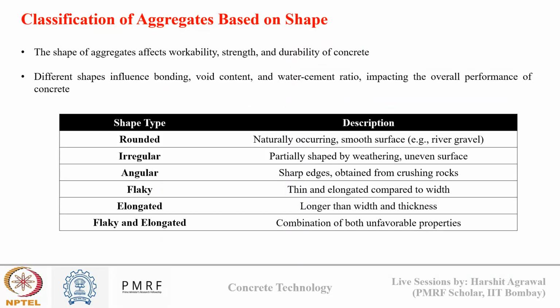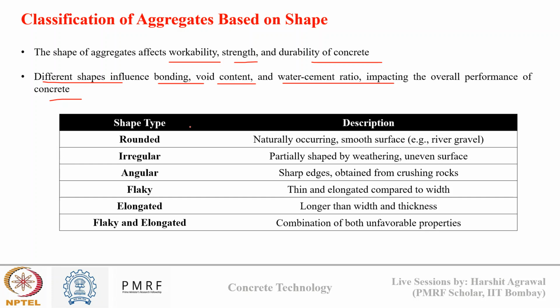So after size classification, we have shape of aggregate. Now, why is shape of aggregate important? Because the shape of aggregate can affect the workability, strength, and durability of concrete. Different shapes of aggregates can influence the bonding with cement paste, the void content in concrete, and the W by C ratio, which can impact the overall concrete performance.